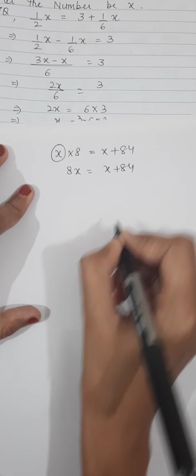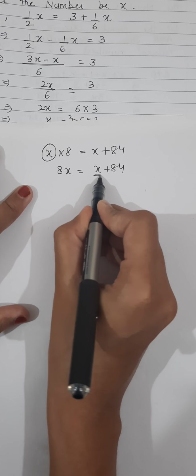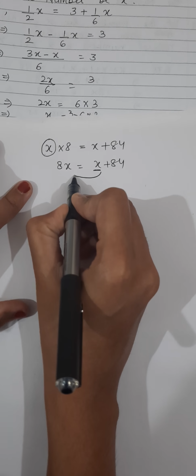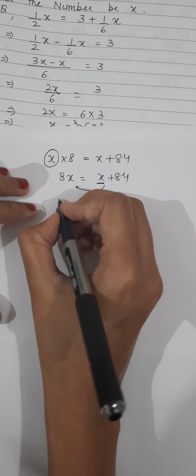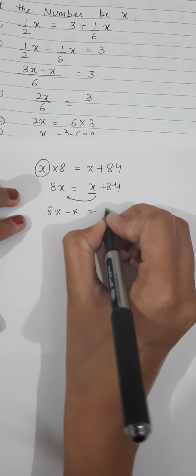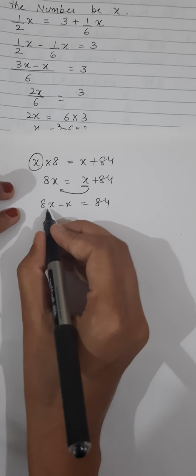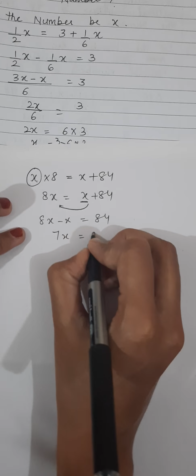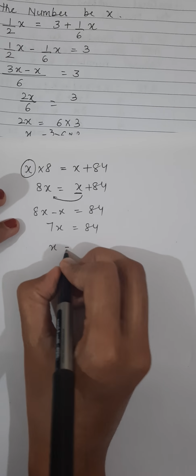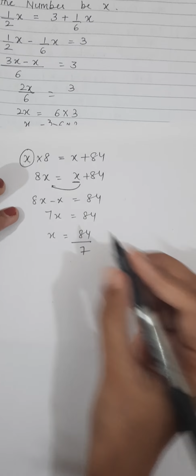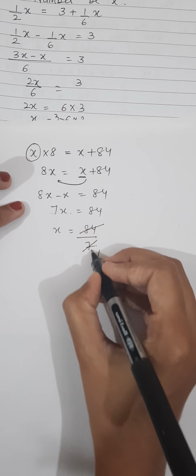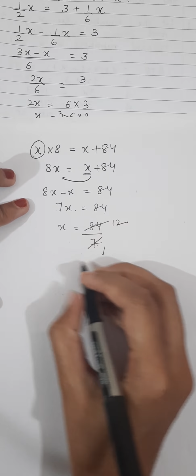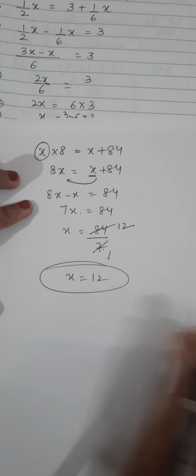8x is equals to x plus 84. Now x is here also, so I am going to take all the terms containing the variable x to one side. So this will be 8x minus x equals 84. 8x minus x will be 7x equals 84. So x equals 84 upon 7, because 7 is in multiplication, so I have to take it to the other side. When you divide these two, it will come 12. So x equals 12, and that is the answer.